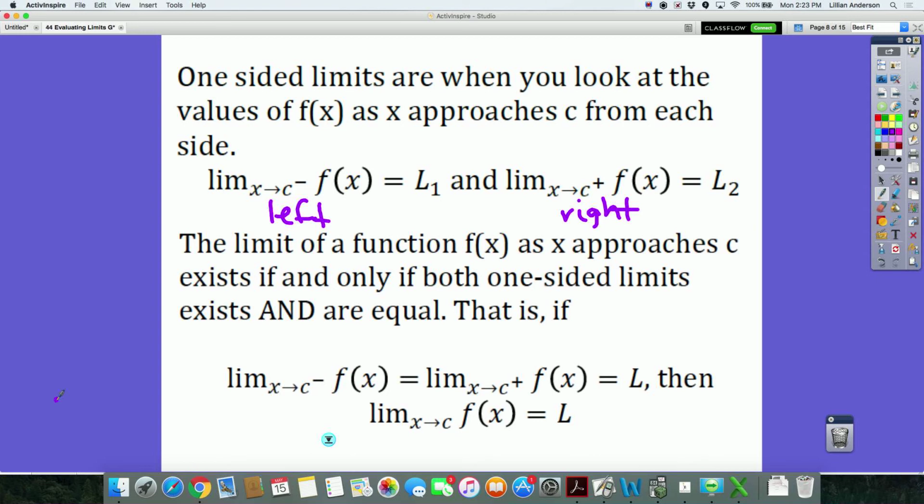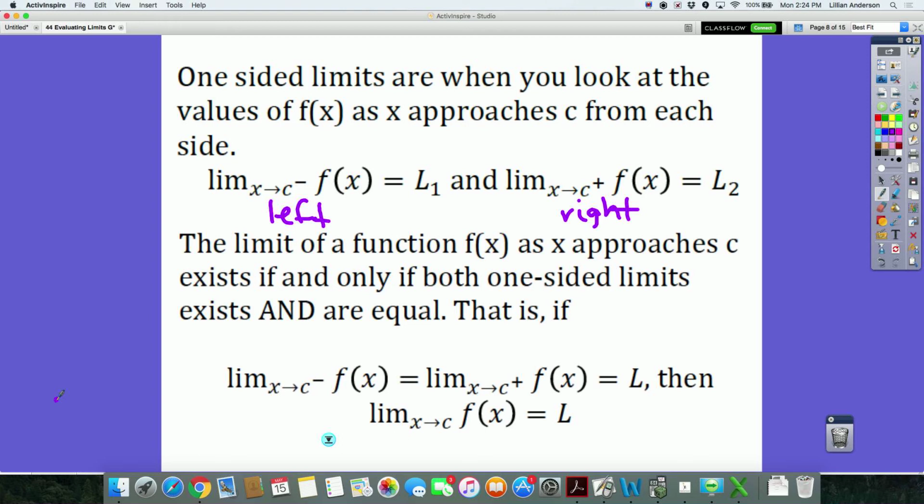Now, the limit of a function as x approaches c exists if and only if both one-sided limits exist and they are equal. Okay? So again, you only have a limit that exists if the left-hand side approaches the same number that the right-hand side approaches. They have to be the same number.